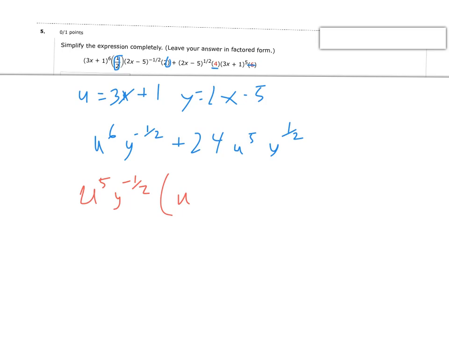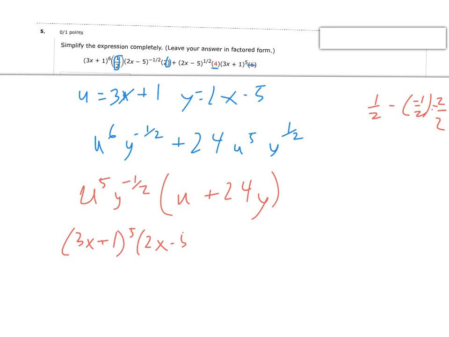Oh, no, it won't be y. It'll just be u there since I took out the negative 1/2 power, and then it'll be plus 24. That one, the u is gone, and my y is going to increase to 2/2, which will just be 1. So now I'll plug everything back in. So I got 3x plus 1 to the 5th. I got 2x minus 5 to the negative 1/2. And then I have 3x plus 1 plus 24. And then I'll go with a bracket here with the 2x minus 5.